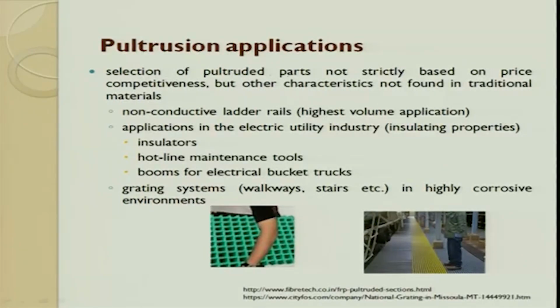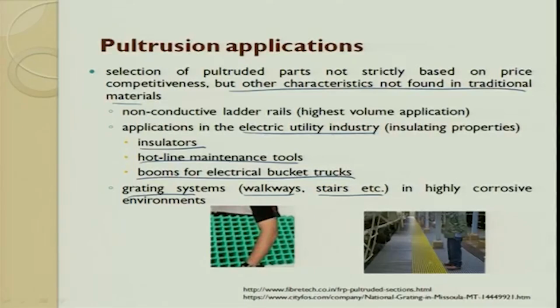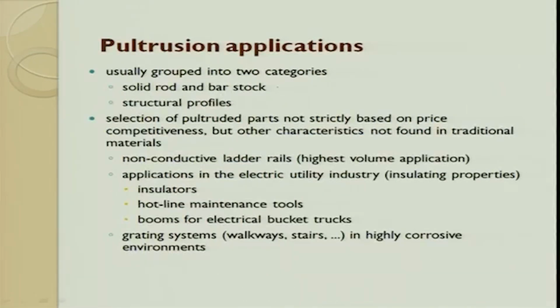So, selection of pultrusion parts is not strictly based on price competitiveness, but on other characteristics not found in the traditional ones. If you want to make a non-conductive ladder rail, it can be done. You can have applications in electrical utility industries: insulators, hotline maintenance tools, booms for the electrical bucket trucks, and gratings like walkways and staircases. These things are nowadays made out of the pultrusion process, and we have already seen these examples.